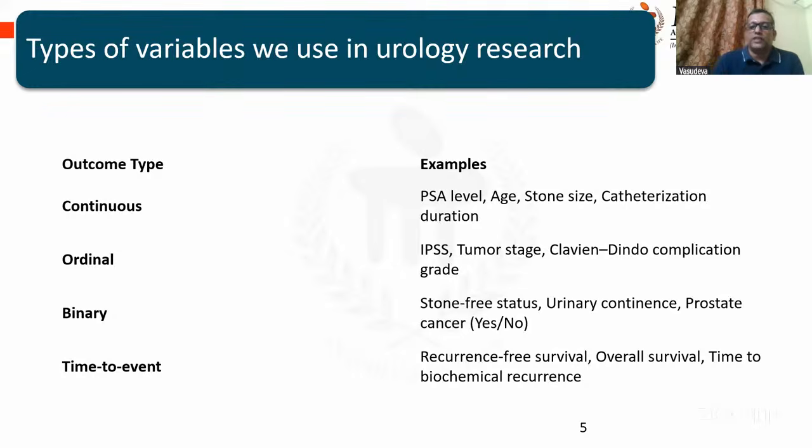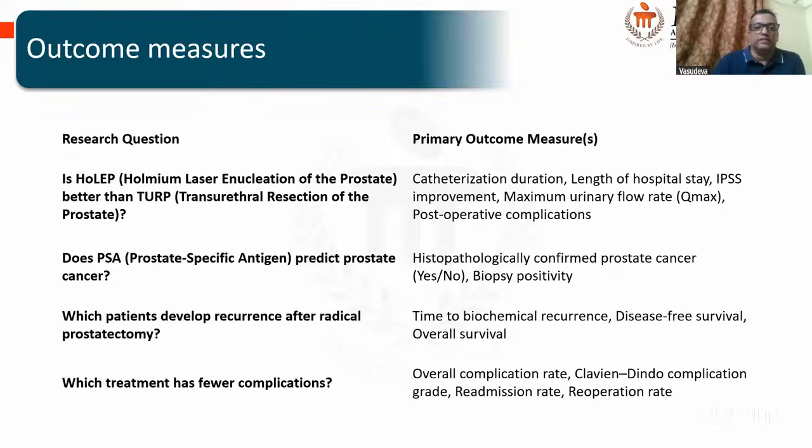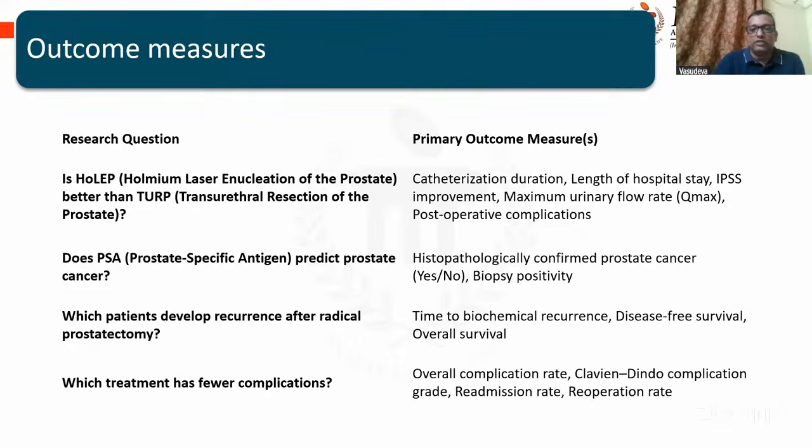So we would like to see recurrence-free survival, overall survival, and time to recurrence of a disease. So if you see this research question, we can have several primary outcome measures. The first one, when I looked into it, I can have a primary outcome measure as catheterization duration, length of hospital stay, IPSS improvement, maximum urinary flow rate. So these are all continuous outcome variables I can have.